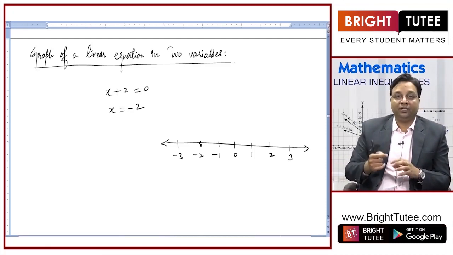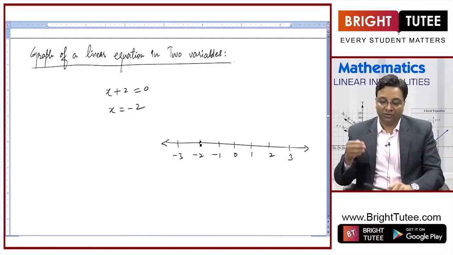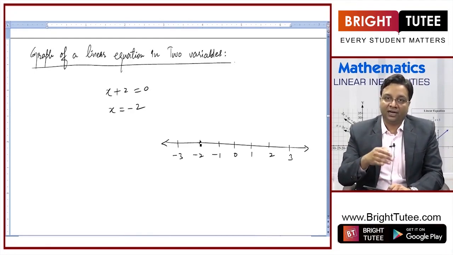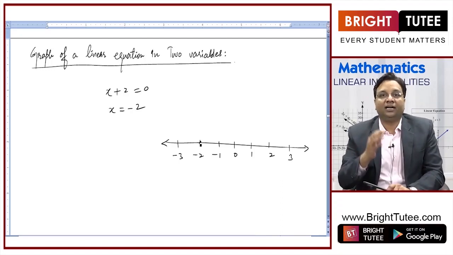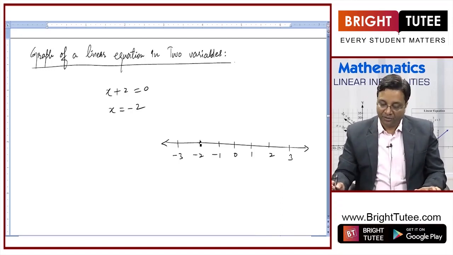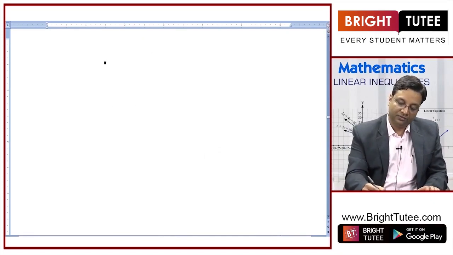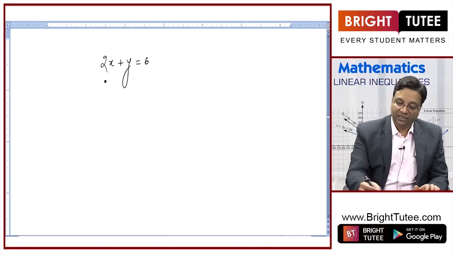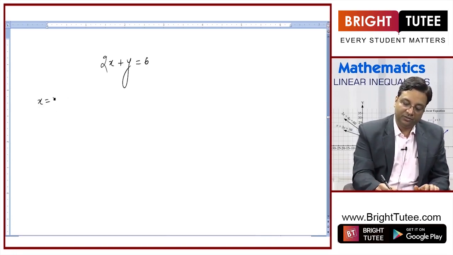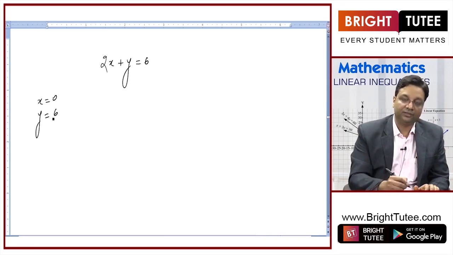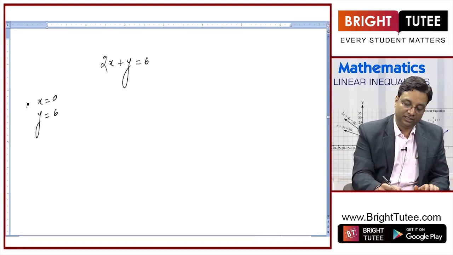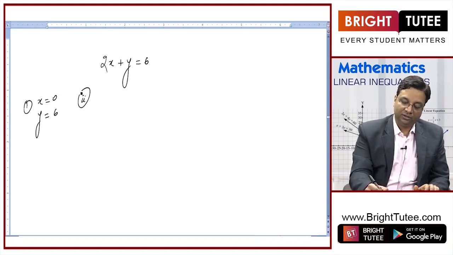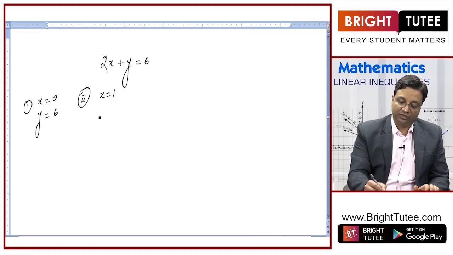Now in this chapter we will find the graph of a linear equation in two variables in the Cartesian plane. How? Let me take an example. Let us say we have 2x plus y equals 6. How do we find the solutions? If I put x equal to 0, y will be equal to 6. This is one solution, let us say the first solution in this case. The second solution might be, if I put x equal to 1, y will be equal to 6 minus 2, that is 4. This is another solution.